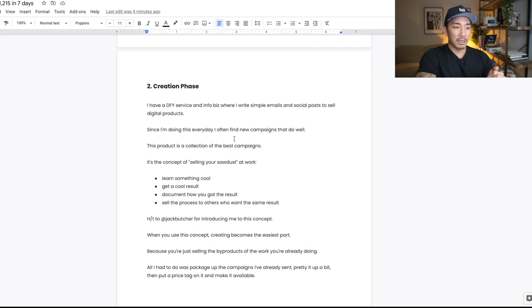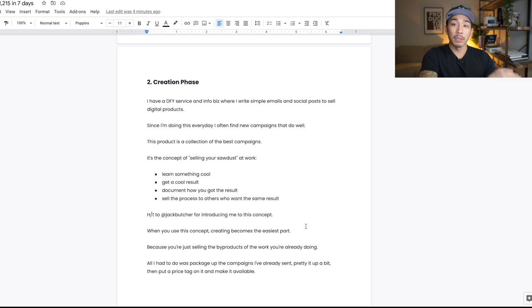And so it's the concept of selling your sawdust at work. Basically this concept is: learn something cool, get a cool result, document how you got the result, and sell that process to others who want that same result. I actually heard this for the first time from a guy named Jack Butcher on Twitter, who introduced me to this concept. And when you use this concept, creating digital products and info products and just offers in general becomes very easy. It's the easiest part because all you're really doing is selling the byproducts of the work that you're already doing.